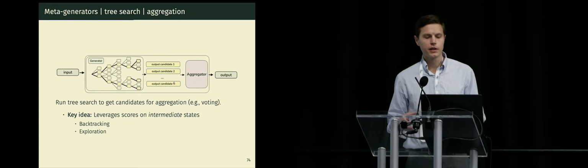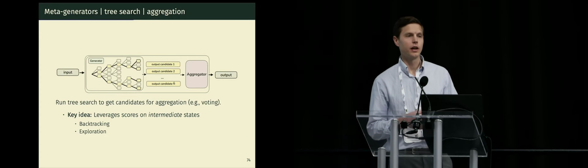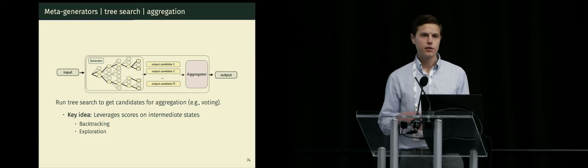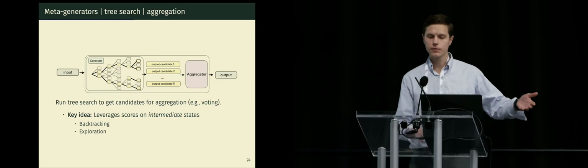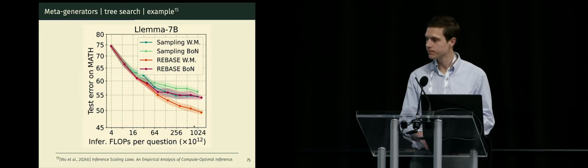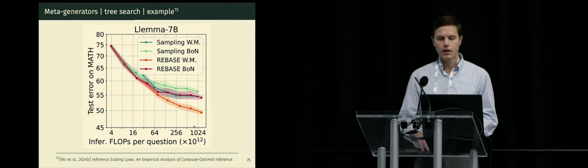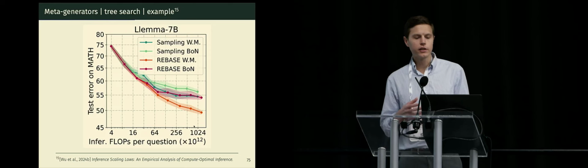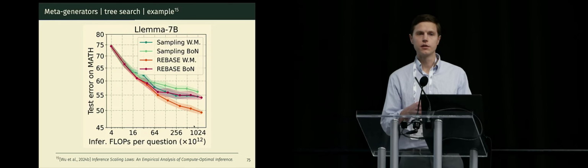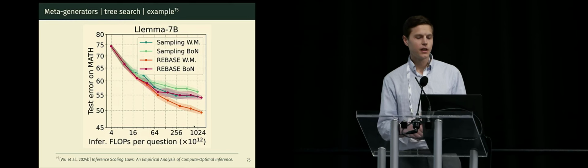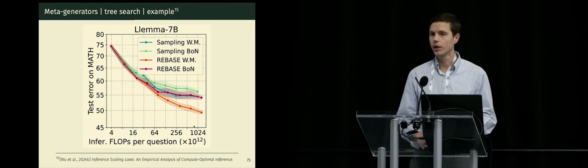Then you can incorporate the tree search into majority voting. You basically run the tree search, get n different outputs, and then take the majority answer. The key idea here is that, unlike parallel sampling, the tree search can use these intermediate scores on individual steps. And so possibly it could do a bit better.